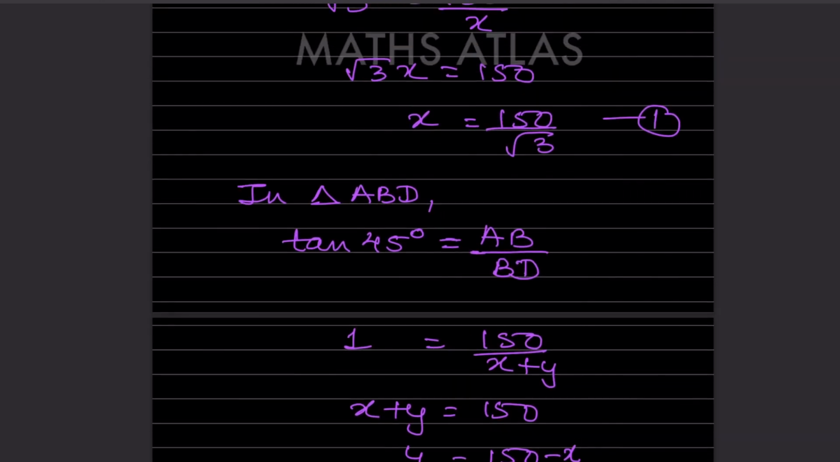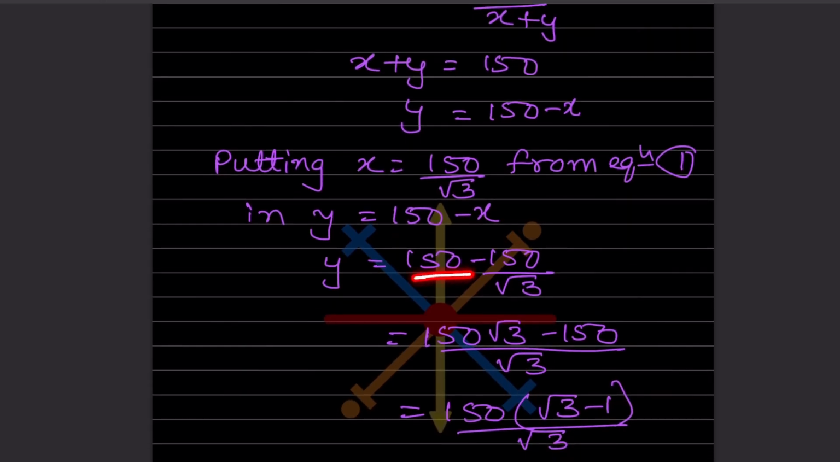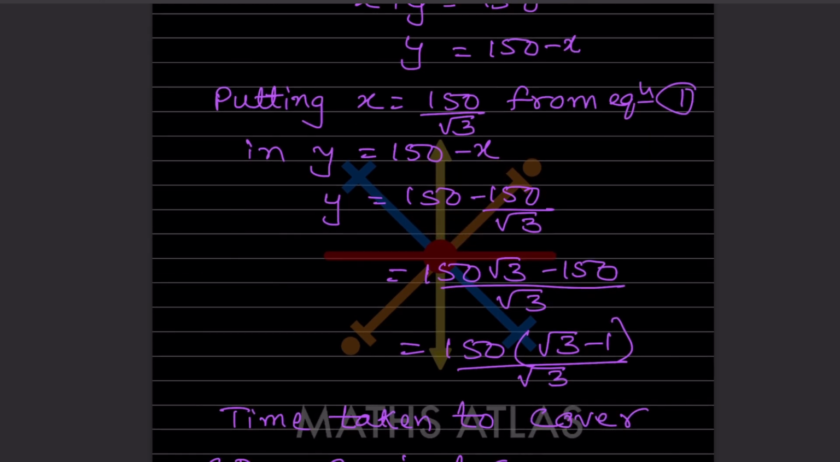Now see here, this is equation number 1. Putting x is equal to 150 by root 3 from equation 1 in this, in place of x we are going to put 150 by root 3. Actually, this is 1, so the LCM is root 3. So it will be 150 root 3 minus 150, and the denominator is root 3. From the first term and the second term, we can see 150 is common. What remains inside is root 3 minus 1, divided by root 3.